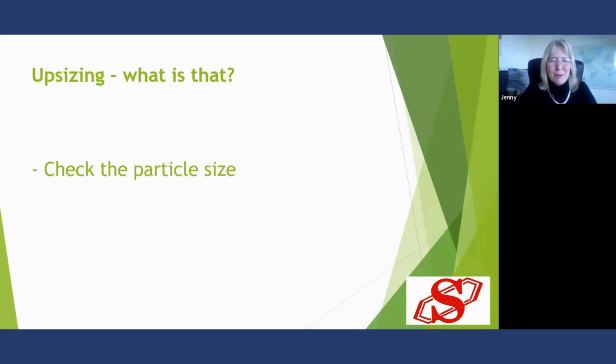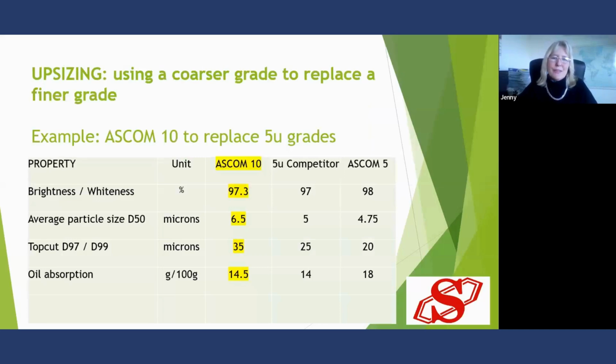Right, next secret, upsizing. Oh, what is that? The clue is in the word size. Check the particle size. So upsizing is a term that I coined just to have a nice catchy name for using a coarser grade to replace a finer grade, because as you go finer, a product gets more expensive. So if you could replace a fine grade with a coarser grade, you can save on your input costs.